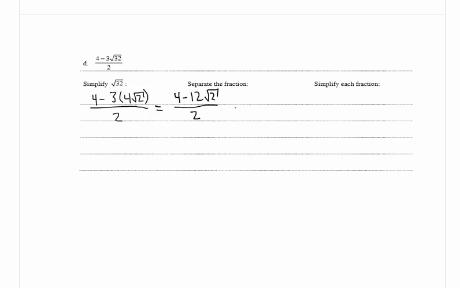And now we want to separate the fraction. So we have 4 divided by 2 minus 12 square root of 2 divided by 2. And now simplify each fraction. So 4 divided by 2 is 2. And then we have 12 divided by 2 is 6. So we have 2 minus 6 square root of 2.